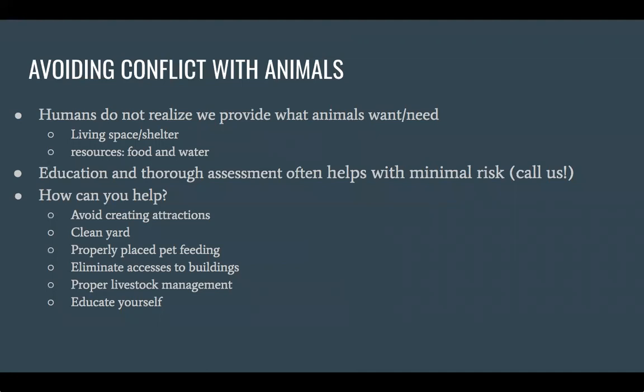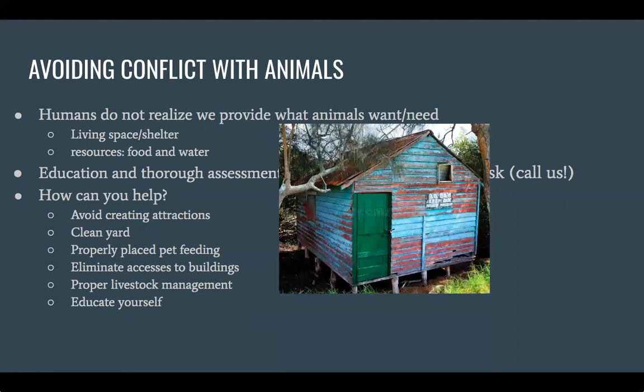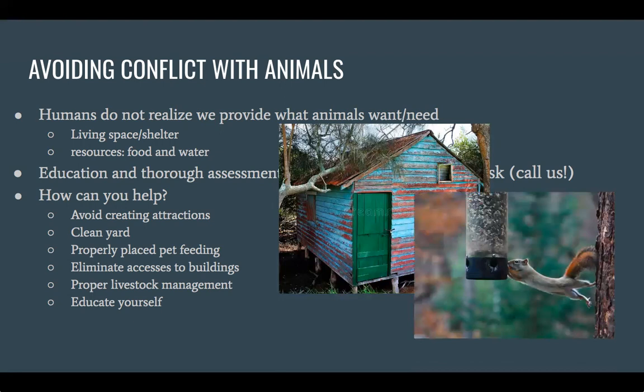So avoiding wildlife conflict, most of the time as humans, we don't realize that we are the ones that provide what animals want or need. That includes living space, shelter. We allow animals to get into our homes if we do not fix our sidings that we need fixed or do not properly cover windows. And then we also sometimes leave out food and water for them to get to, which makes it easier for them, right?